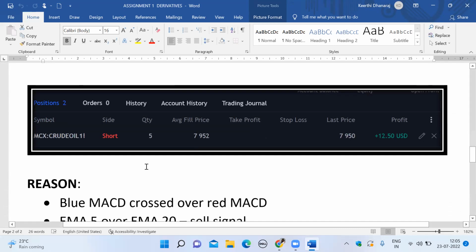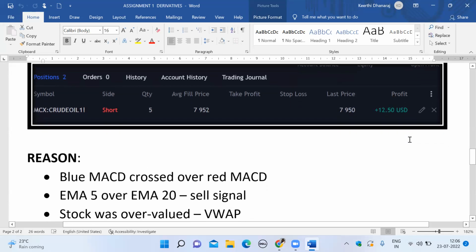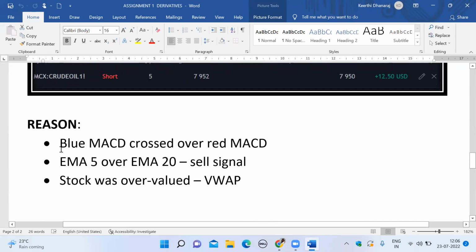So the five is the quantity, or the lots, that I put. And this is the profit that I got basically. The reasons are: the blue MACD had crossed the red, and like I said, the five had overlapped the 20 EMA, so it's a sell signal. An overvalued stock means that it will come down at some point, very soon.